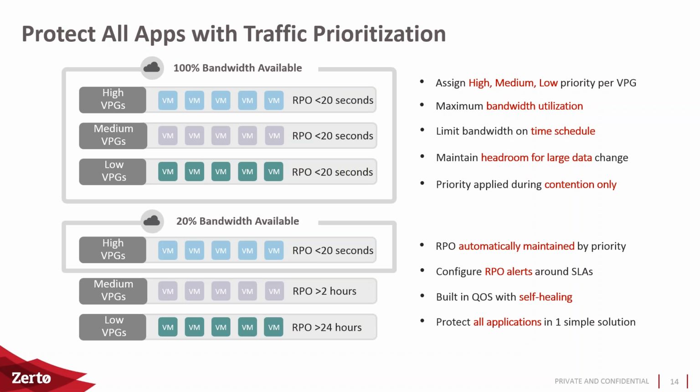Then you have the option below where you can say, okay, high VPGs are always going to get 20%, and then medium and low VPGs get what's left. And this is because during production, as you know, you'll be doing your other normal daily processes and things like that. The high VPGs, even with those other things going on, are definitely going to get 20%, and then medium and low have to share with the other applications that you have running at that time.